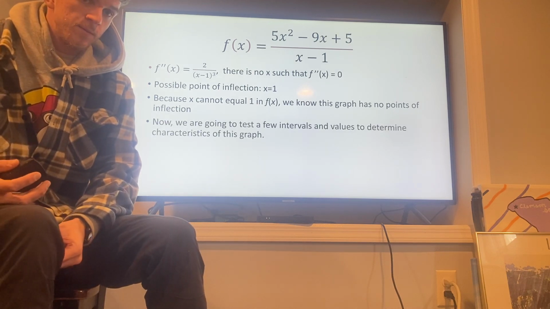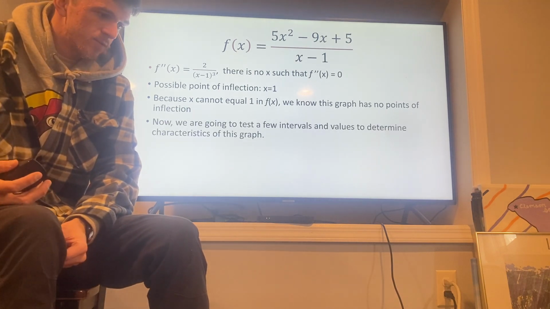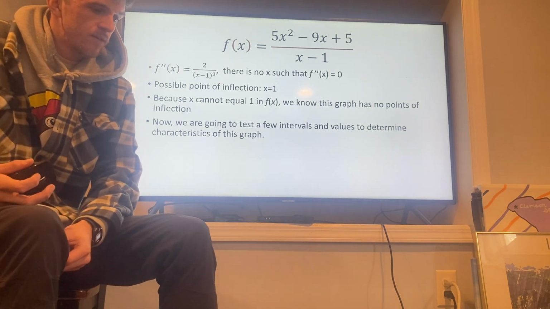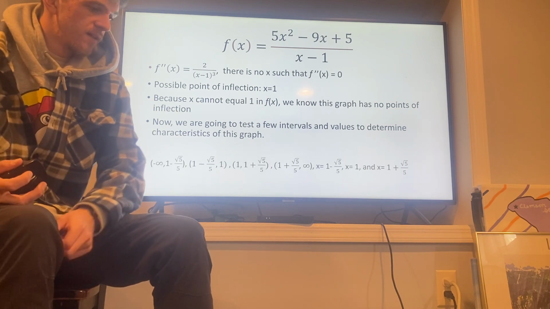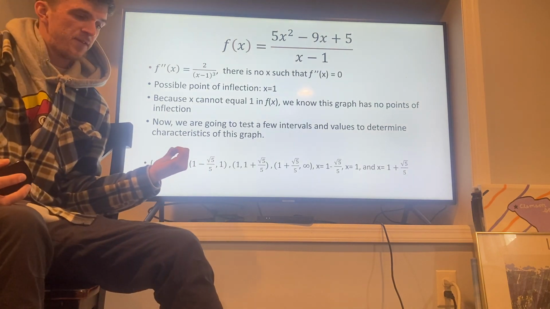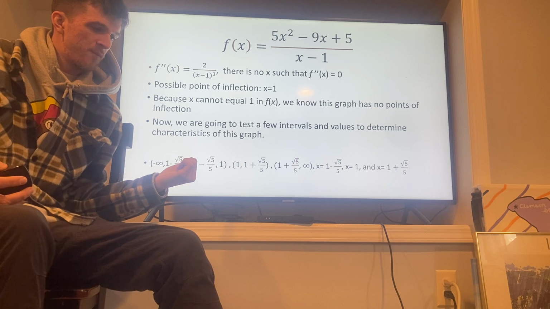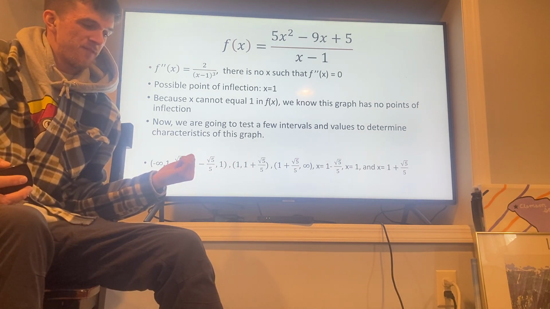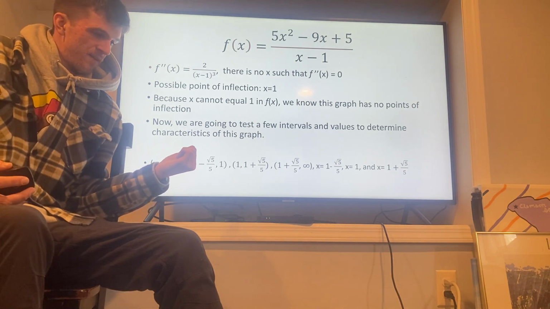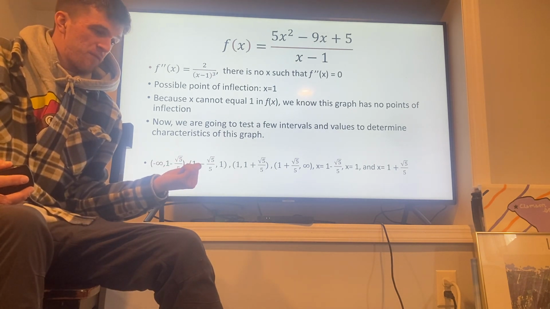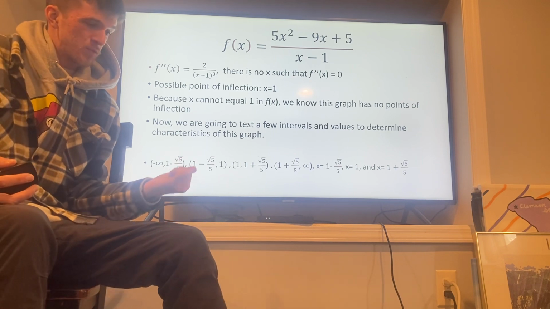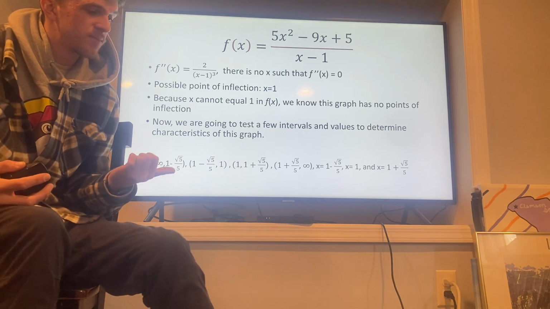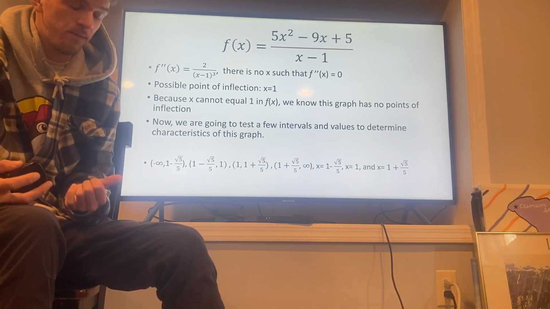So what we're going to do with this information that we've gathered is test a couple of intervals to determine the characteristics of this graph. The intervals I'm going to test are negative infinity to 1 minus root 5 over 5, 1 minus root 5 over 5 to 1, 1 to 1 plus root 5 over 5, and 1 plus root 5 over 5 to infinity, as well as x equals 1 plus or minus root 5 over 5 and x equals 1.